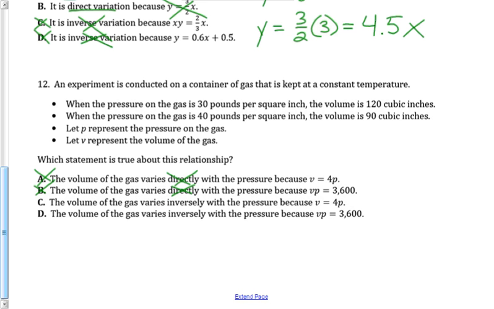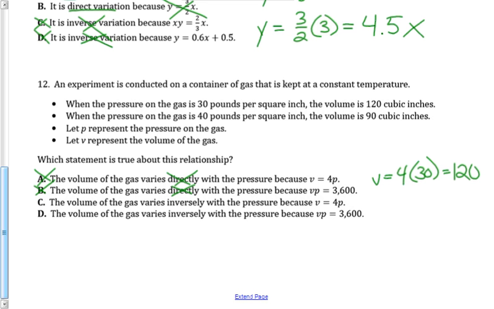So we're going to go back in and use the fact that it's multiple choice to our advantage. Plug in, we've got V for volume and P for pressure. So let's plug in 30 pounds of pressure and see which one gives us the right answer. 4 times 30, well, that gives us 120, so that works. Let's try the second one.